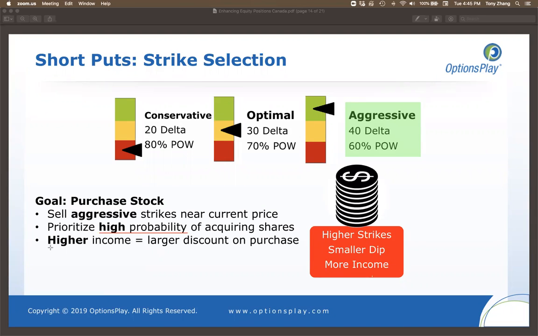Secondary to that, the higher priced, higher strike cash secured puts also give you higher income, which translates to a larger discount on your stock purchase. Now, who doesn't want a larger discount on their stock purchase? I certainly do. That's why I choose more aggressive puts when I'm selling for acquiring shares.